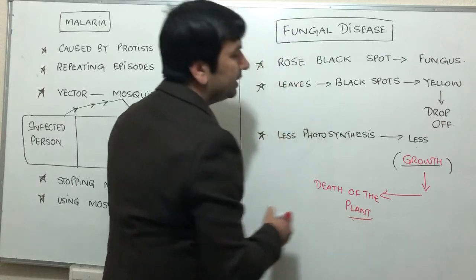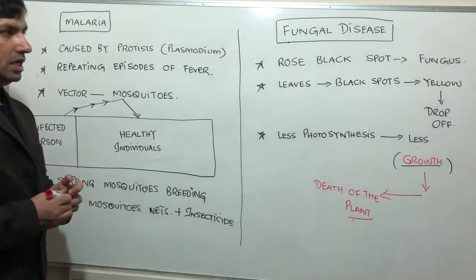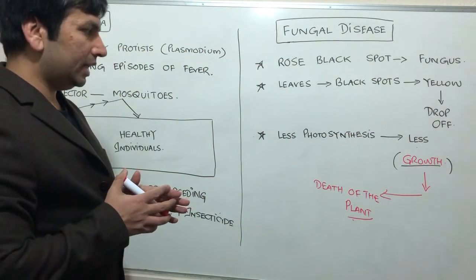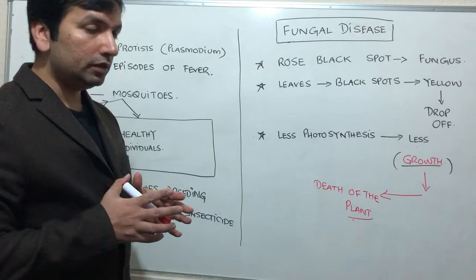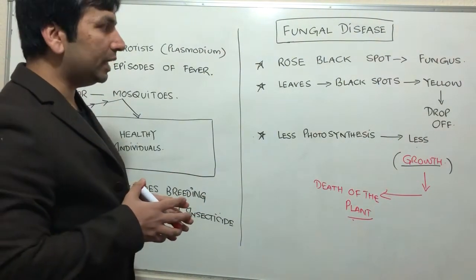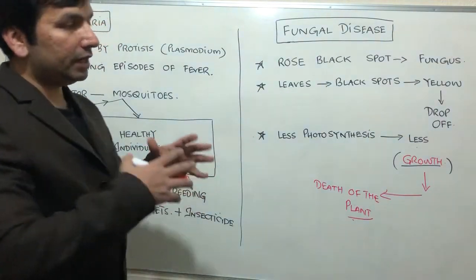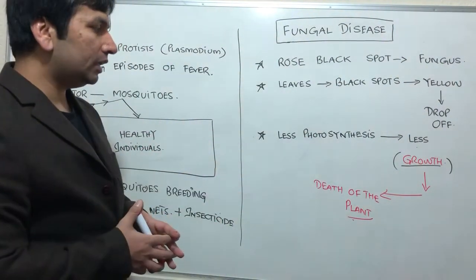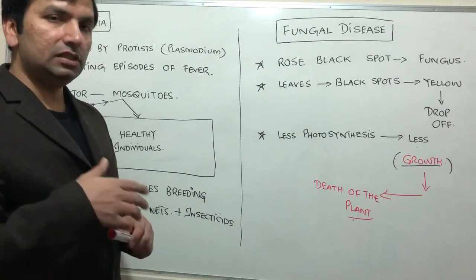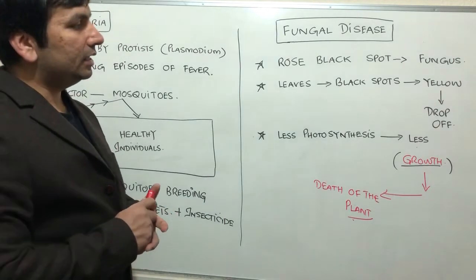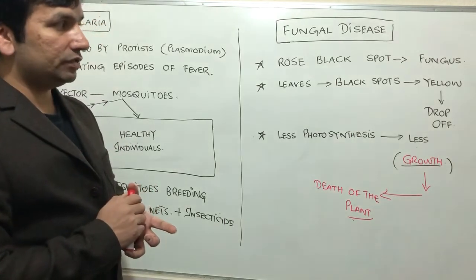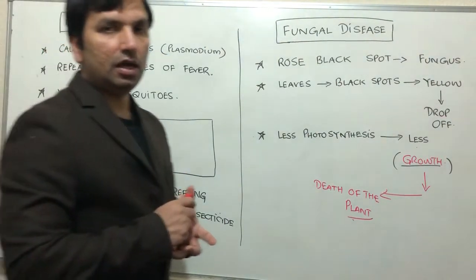So how can it be prevented? The farmers can strip away all the infected leaves and then destroy them. So the spread of the fungus from one plant to another plant can be prevented, and then by spraying fungicides, the medicines which can kill the fungus.